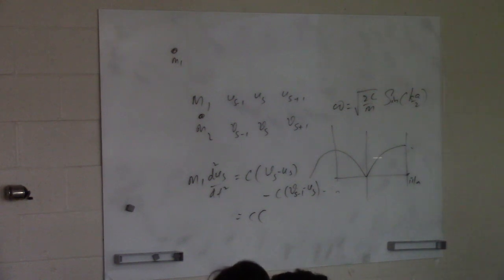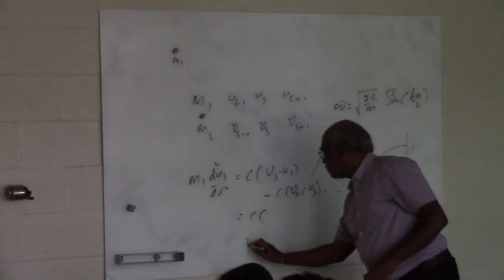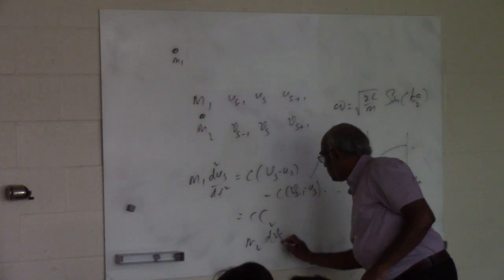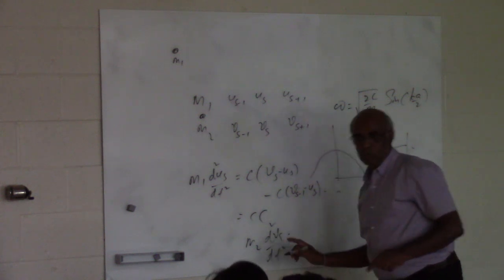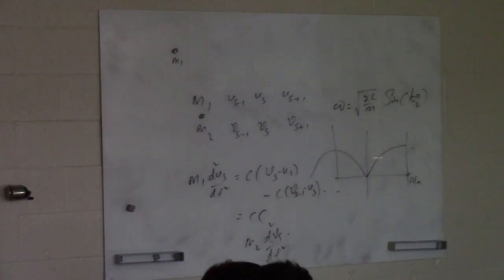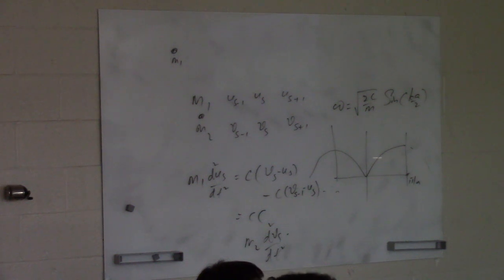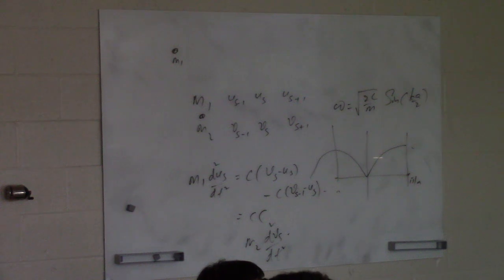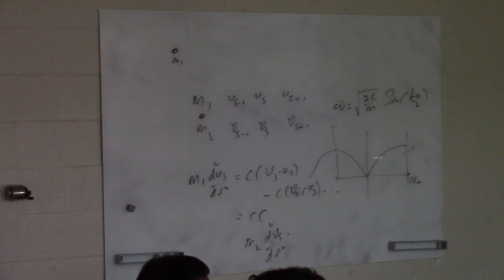So the same thing you can write for the second particle, M2, d squared Vs over dt squared, right? Then you can do the same thing. So you do that one, you get this equation. Exactly. So very simple, right? Because each spring, you have to think, this is moving by Us, this is moving by Vs plus 1, right? So that means you need to get the difference between the two. So this is what you can easily write as two equations.